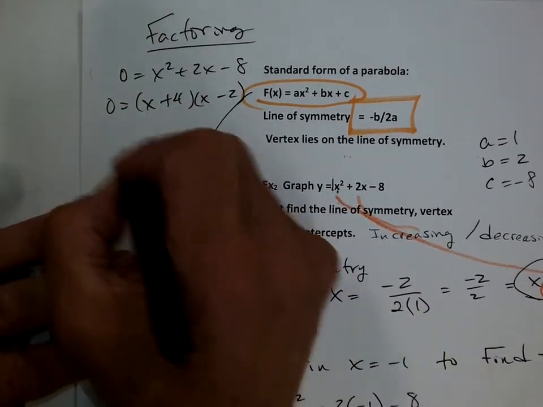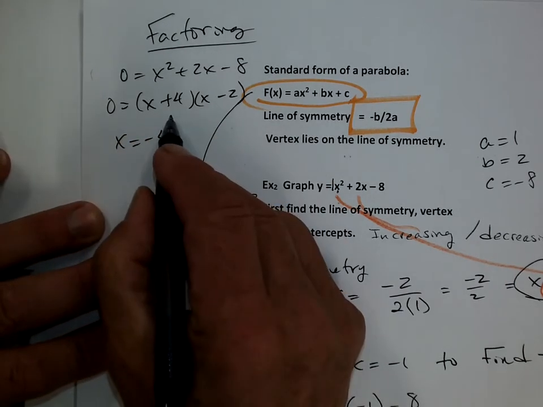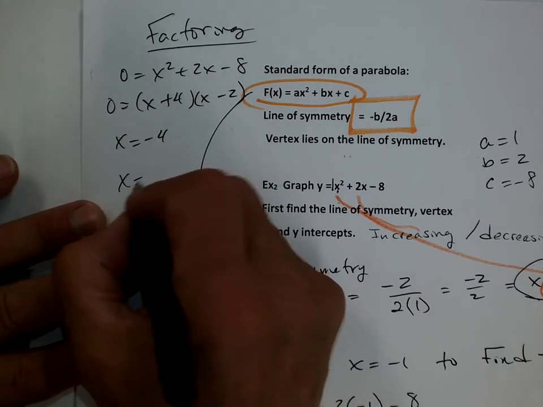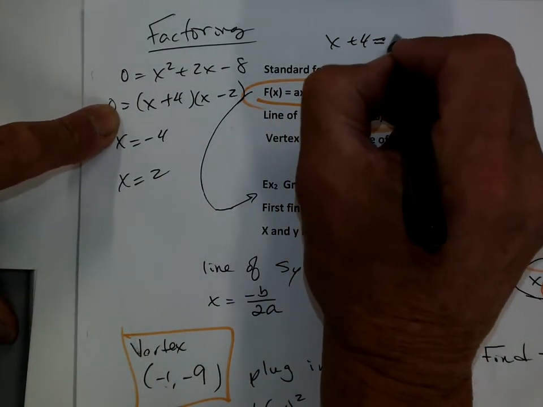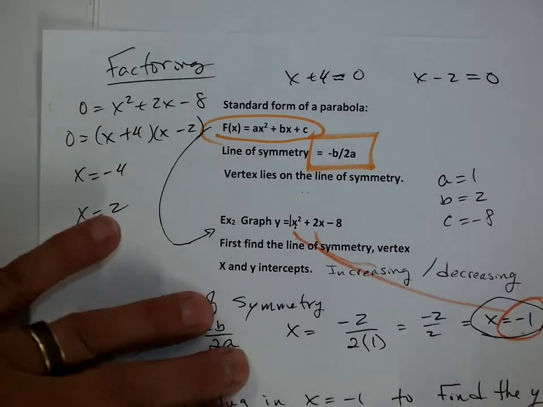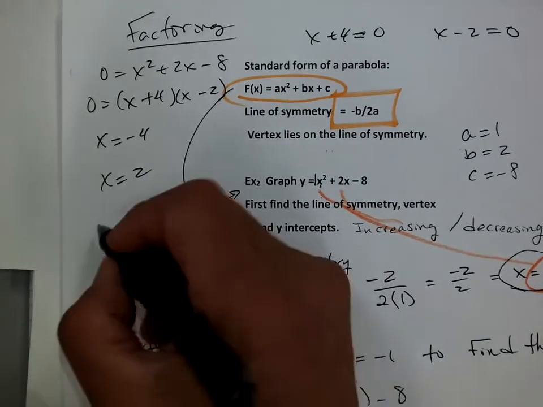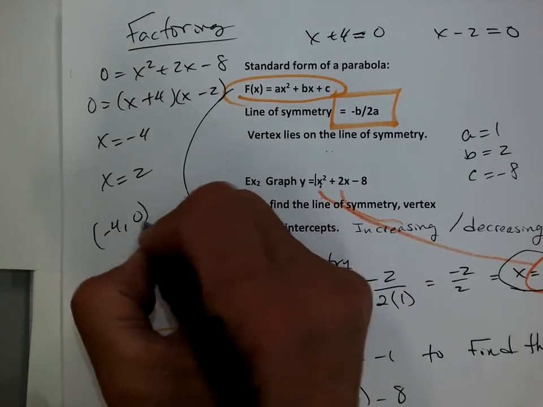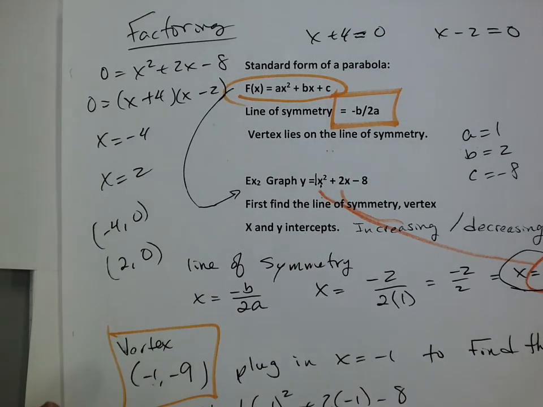So therefore, we have an x-intercept at x equals negative 4. Remember the mini equations? And x equals positive 2. If you set these equal to 0 and solve, you get negative 4 and 2. All right, so those are my x-intercepts: negative 4, 0, and 2, 0. I'm going to circle those.